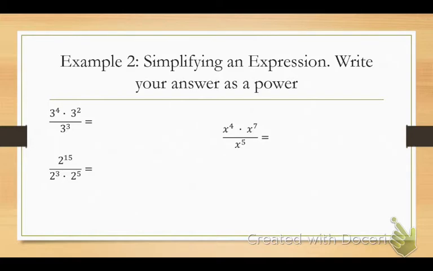Go ahead and write down these three expressions, and we're going to simplify them. And specifically, write our answer as a power. So when they say to write your answer as a power, that means you don't have to evaluate these, okay? It's not saying give an answer or evaluate. It's saying just write your answer as a power. Basically, simplify the exponents.